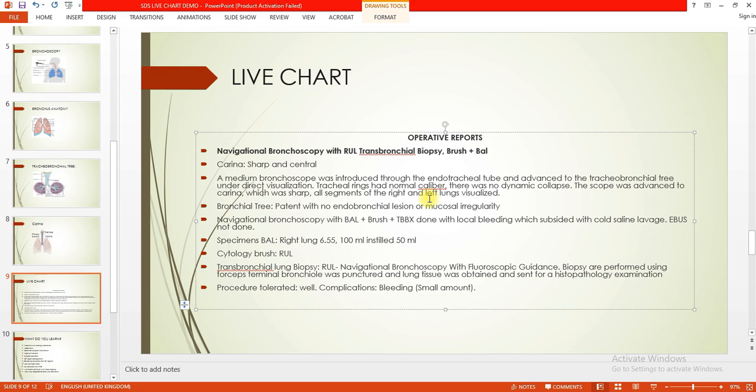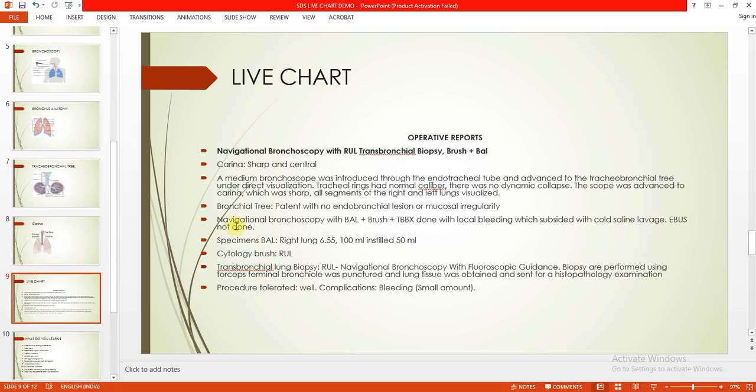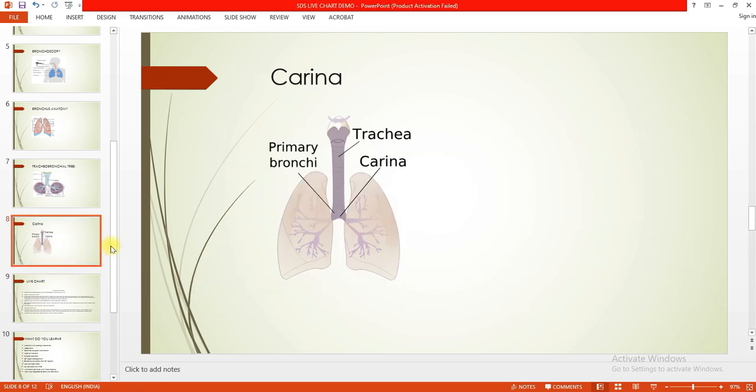The scope was advanced to the carina, which was sharp. All segments of the right and left lung visualized. Okay, so the physician examined the carina also. During this bronchoscopy, the physician will examine the trachea and the carina. After the carina, he will examine the bronchi. So here the physician is telling all these things. And lastly, he will examine the right and left lungs also. Okay, so these lungs were also visualized by the physician.